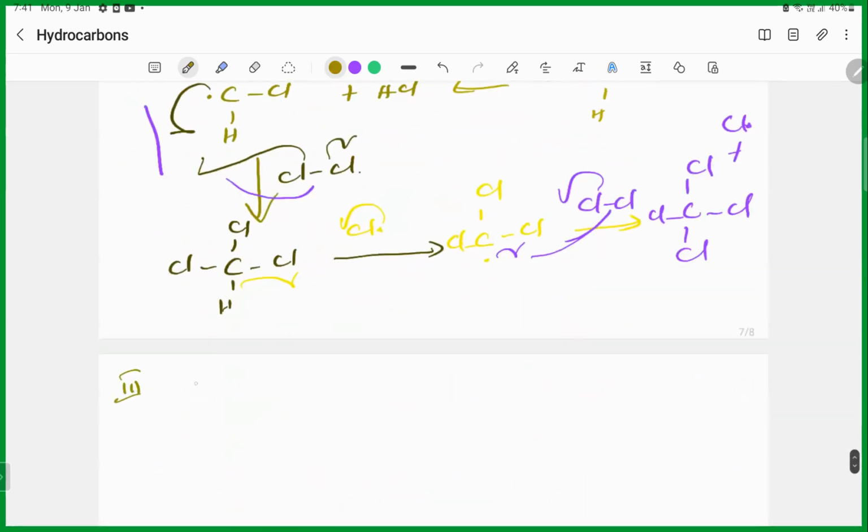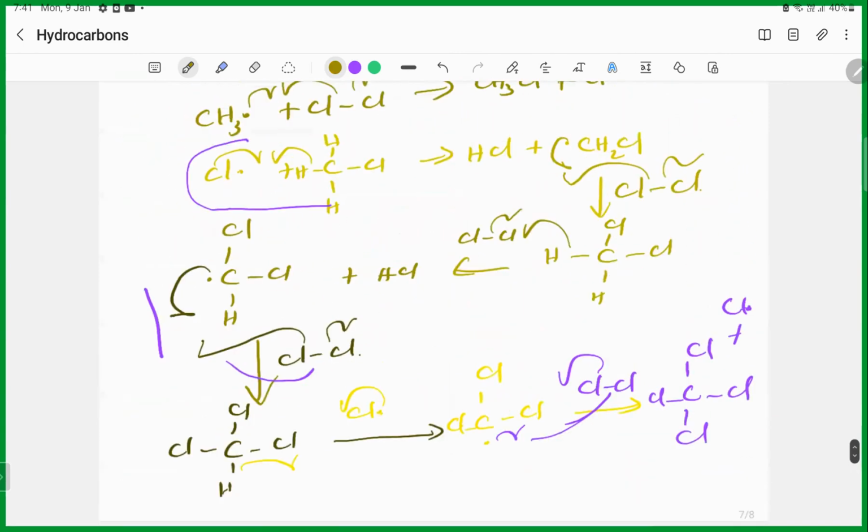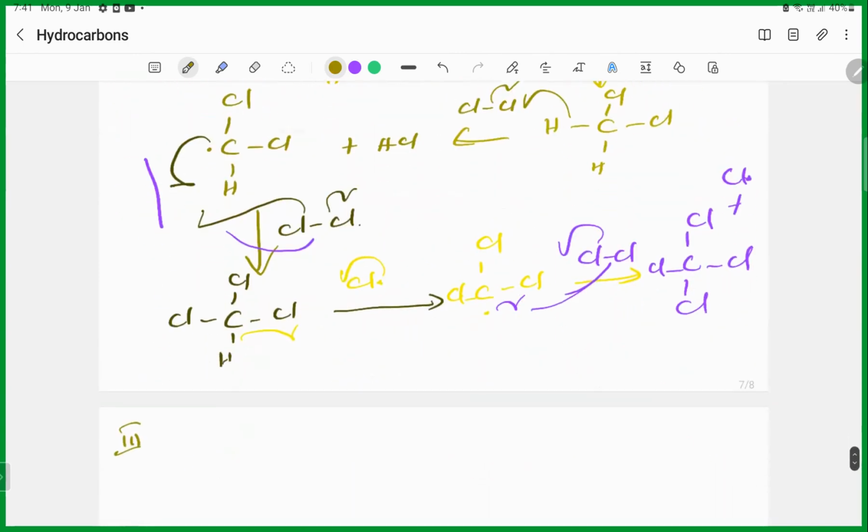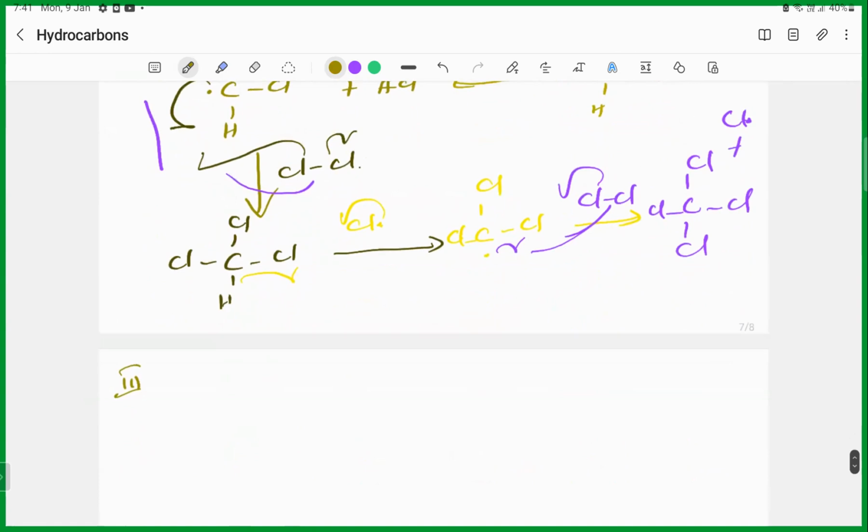Chain termination. When termination occurs, the reaction will stop; otherwise, it will not stop. How will the termination occur? For example, when two radicals are present, they will form a bond, and then the reaction will be quenched.